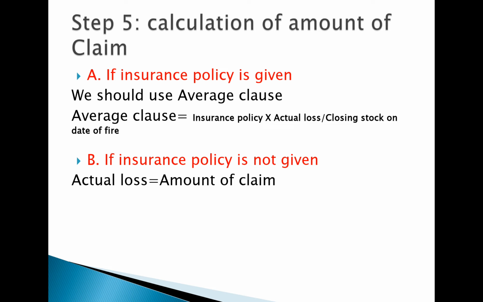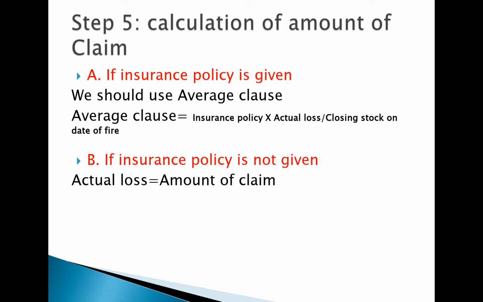If the problem provides the value of the insurance policy, then we go with category A, where, if the insurance policy is given, we consider it as average clause. Under average clause, the value will be calculated as insurance policy into actual loss, which we got in step 4, divided by closing stock on the date of fire, which we got in step 3. That amount will be considered as the amount of claim.